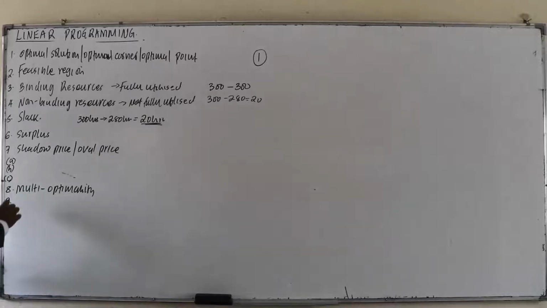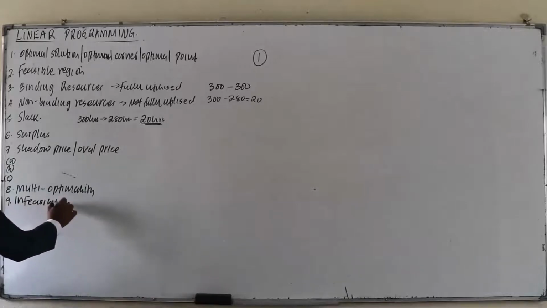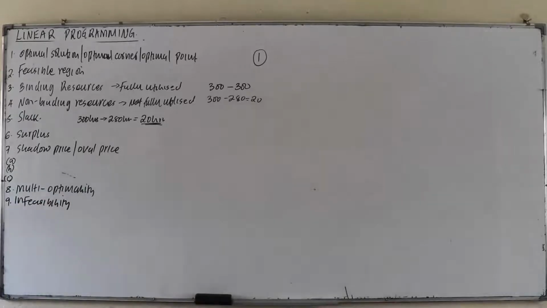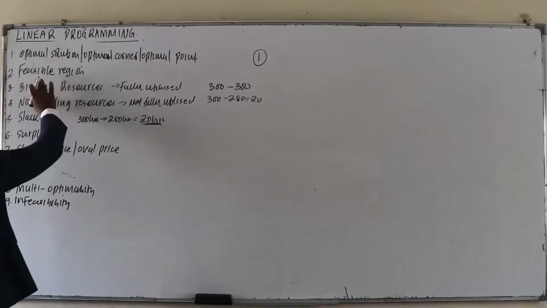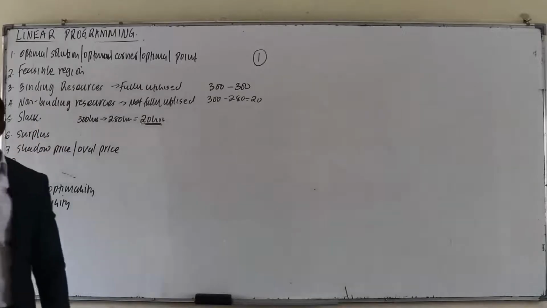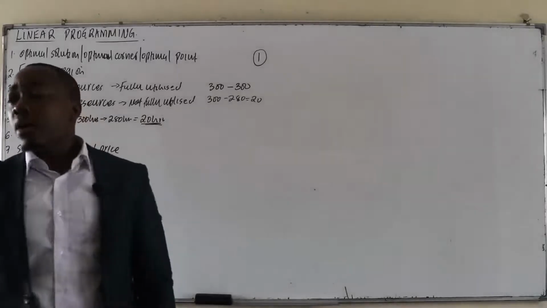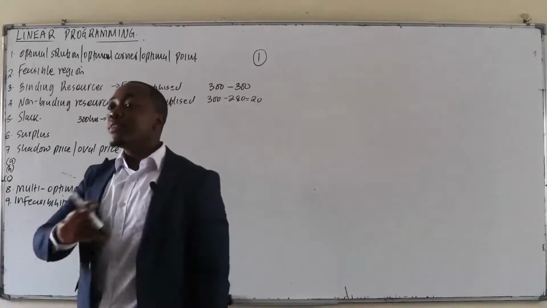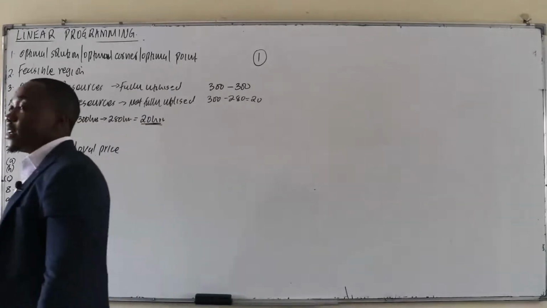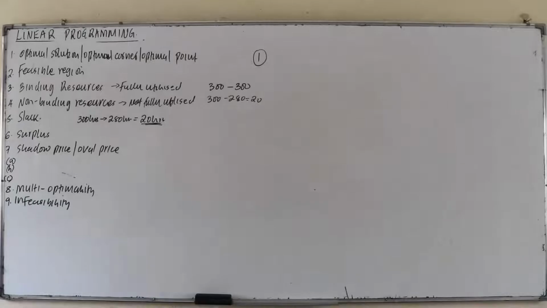Another terminology, infeasibility. Infeasibility is the opposite of feasibility. The feasible region is where we contain all the solutions to our problem. Now, infeasibility is where there is no feasible region. So you write that: infeasibility means lack of feasible region.